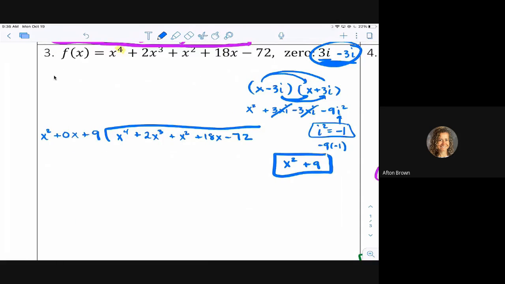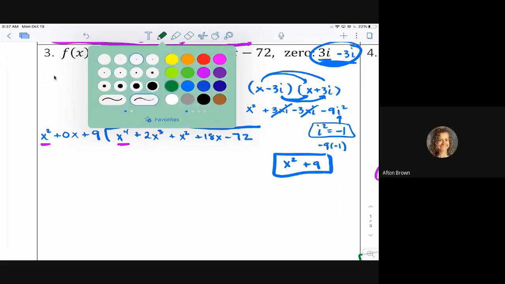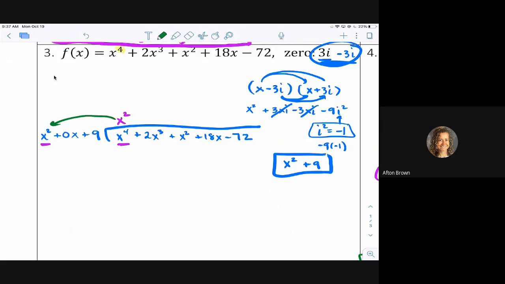Not yet. Not that. You ask yourself, what do you have to multiply x squared by to get x to the 4th? X squared. Then x squared goes on top. And then you take the number that's on top and you multiply it by everything in front. X squared times x squared is what? X to the 4th. We do that again. Well, anything times 0 is 0. So it's a 0x cubed. And then a plus 9x squared.